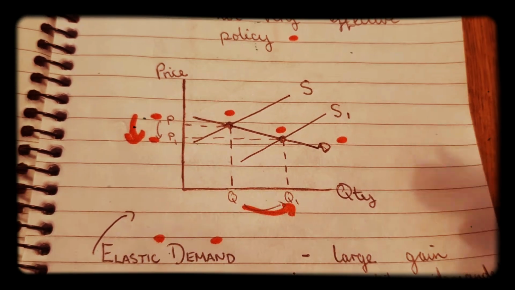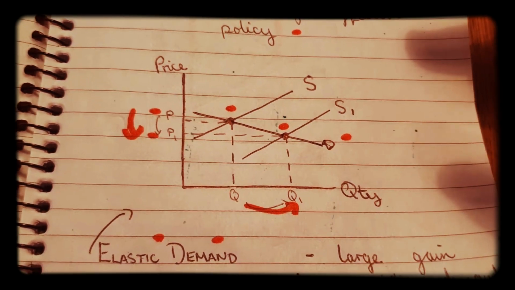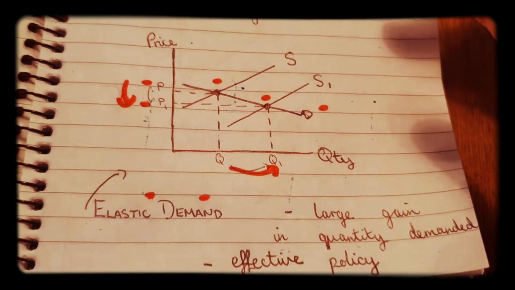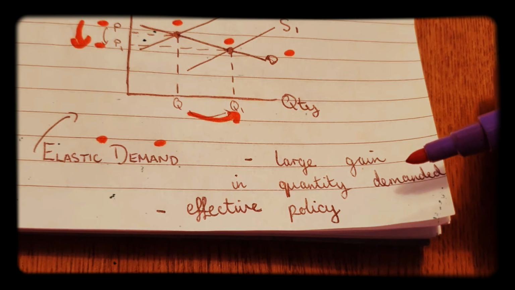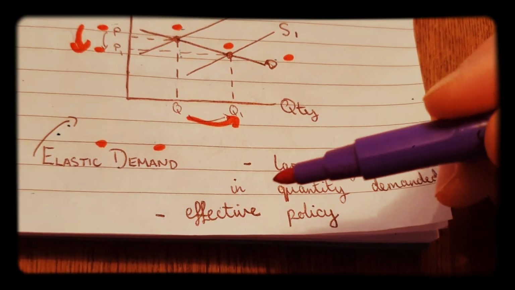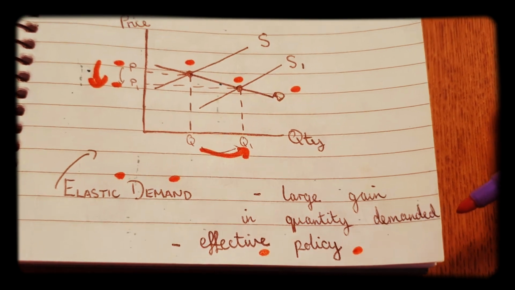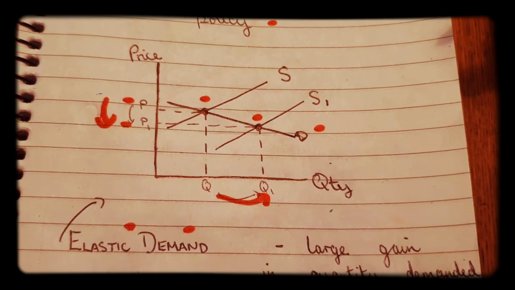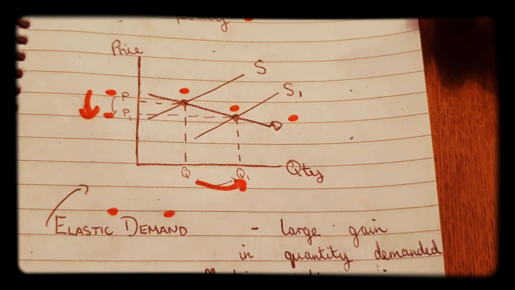So that's saying that a very small subsidy in this market is going to have a profound effect on the quantity that's being produced and consumed. So because there is a large gain in quantity demanded, it means that it's going to be a very effective policy for the government to employ, because it's going to cost the government very little, because the subsidy needed is very small and the gain to society is very large.